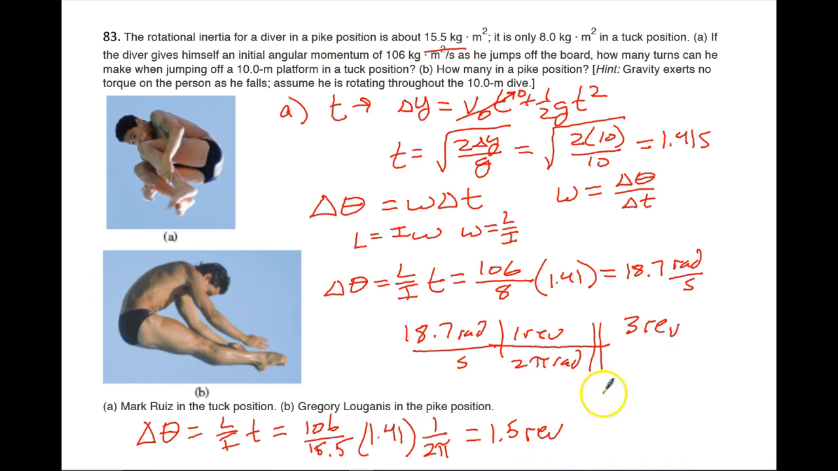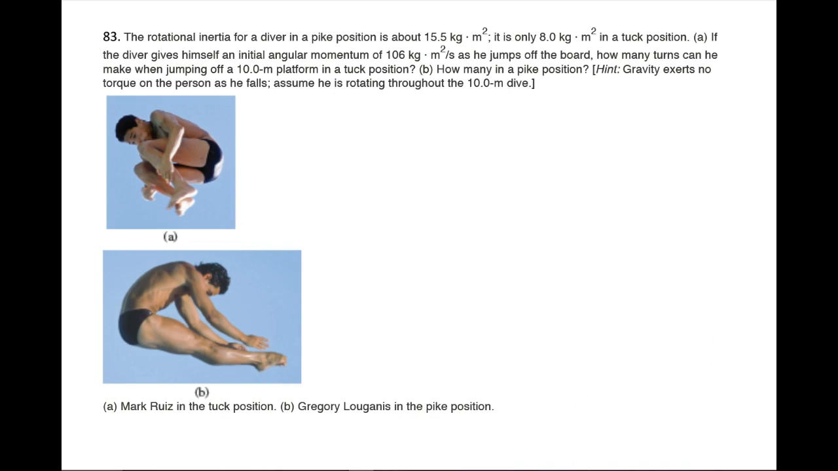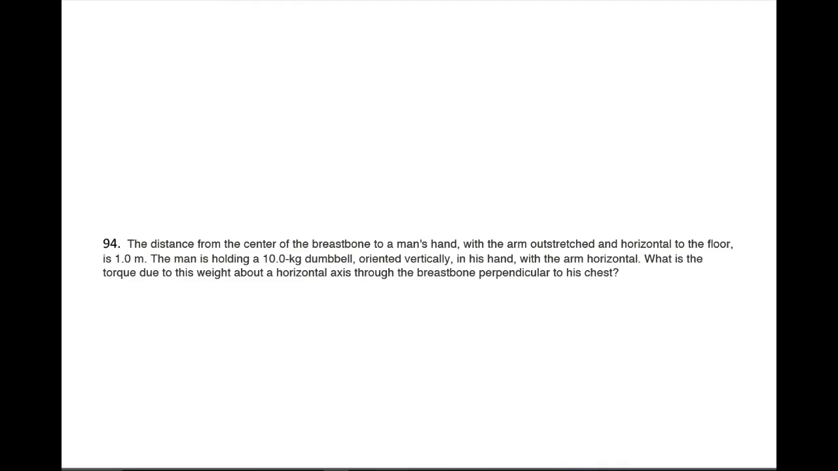We'll only have one more problem to do, and it is super simple. This last one says the distance from the center of a man's breastbone to his hand with the arm outstretched and horizontal to the floor is a meter. The man is holding a 10-kilogram dumbbell oriented vertically in his hand with the arm horizontal. So what is the torque due to the weight about the horizontal axis of the breastbone perpendicular to his chest?